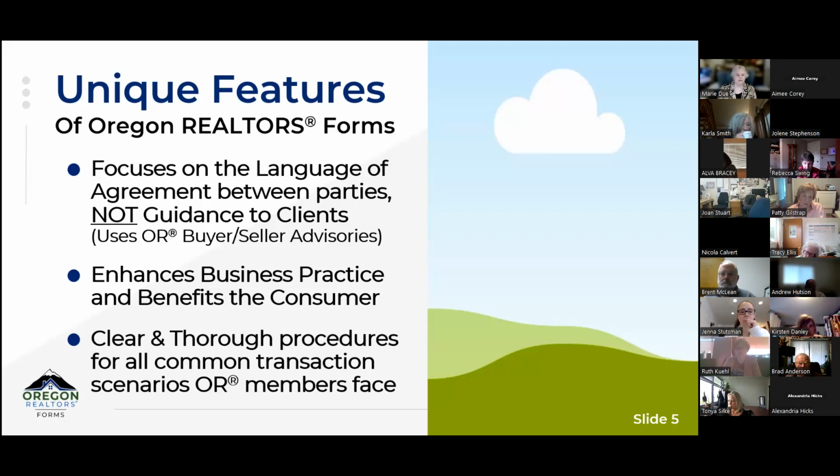It enhances the business practice and it benefits the consumer. Clear and thorough procedures for all the common transaction scenarios. You're going to see this when we get to the termination and all of that, of what we have done to make it easier for you.